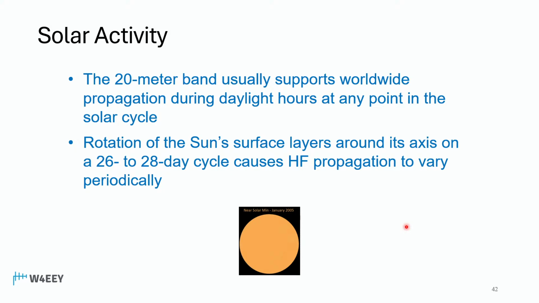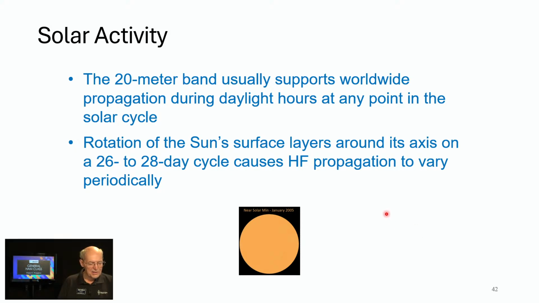And here's another interesting concept buried within this one. Rotation of the sun's surface layers. That's kind of a weird way to say something, I thought. Rotation of the sun's surface layers around its axis on a 26 to 28 day cycle causes the HF propagation to vary periodically. The reason that they worded it this way is because you would think if the sun was rotating, it would be rotating at the same speeds in the middle and halfway up and at the poles, but that's really not the case.